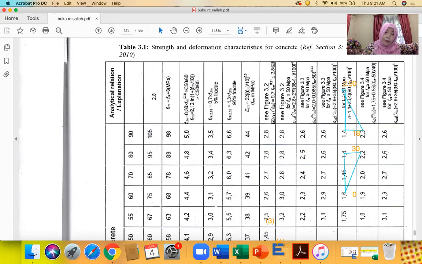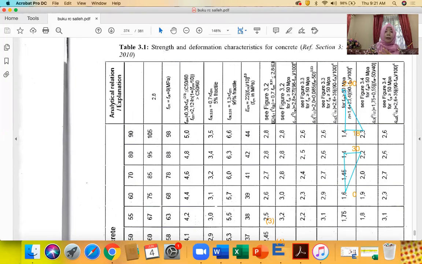FCTM is 0.03 FCK. Oh, this is FC, not clear. What is it? This is 0.3 FCK. This is obtained from the laboratory, right? You do a lot of tests in the lab, and then you get the FCTM. You do the relationship between FCTM and FCK.